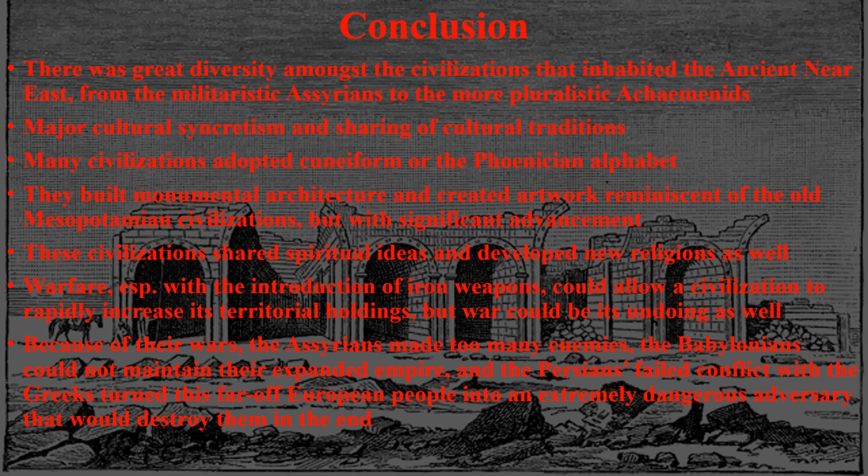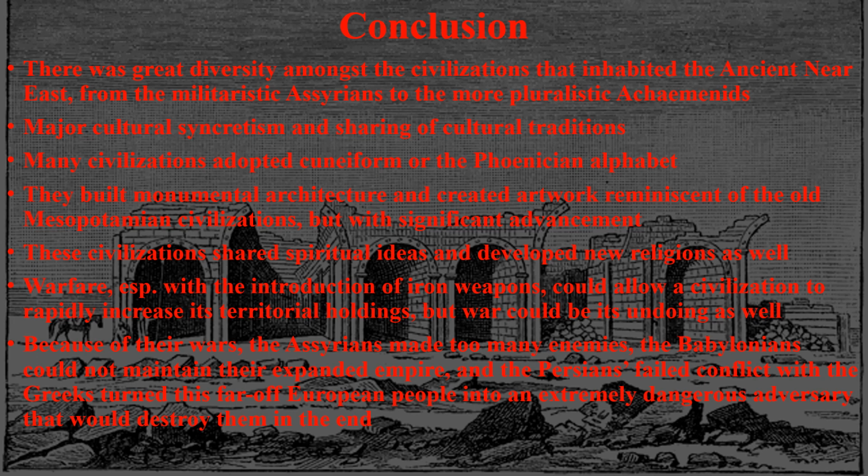For example, many of the civilizations adopted cuneiform or the Phoenician alphabet. These civilizations also built monumental architecture and created artwork reminiscent of the old Mesopotamian civilizations, but they made their own unique advancements and modifications. These civilizations shared spiritual and religious ideas, but they also developed new religions as well, like Zoroastrianism.